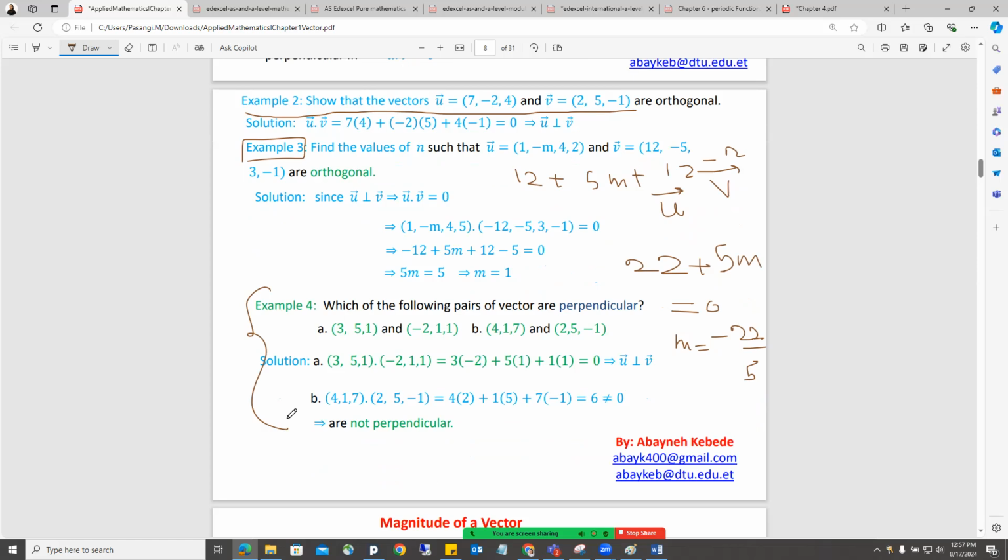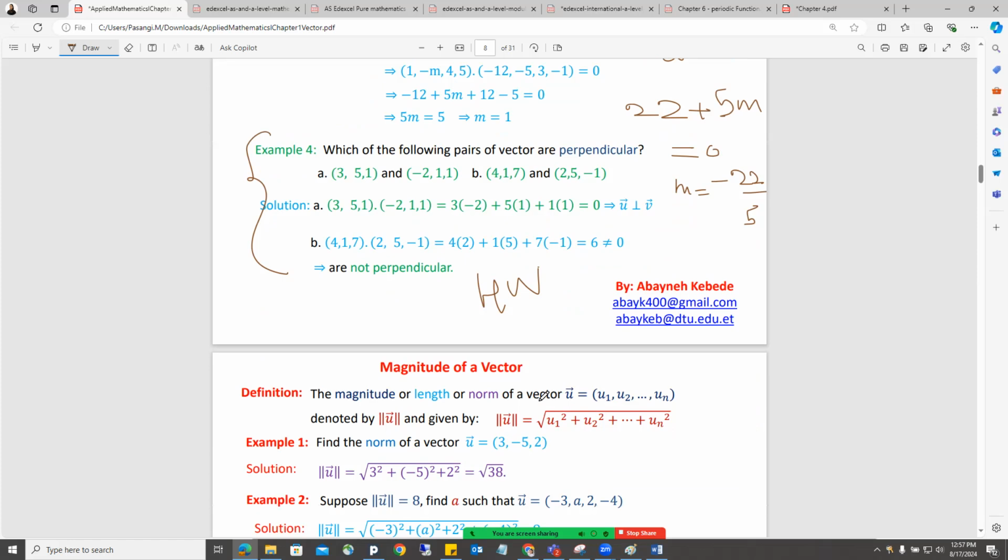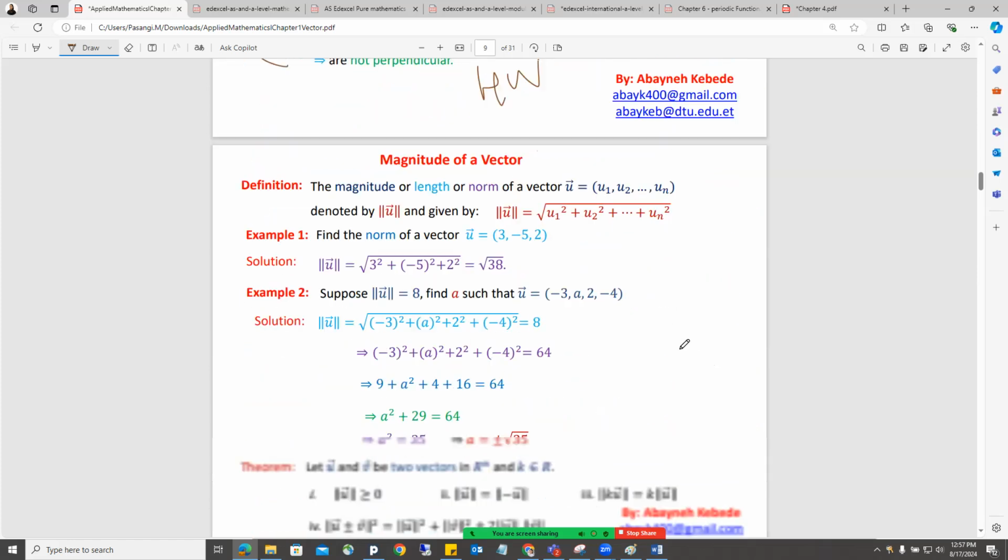Okay, now you can do example 4 as homework. We'll move to the next part of the theory. The magnitude of a vector is really easy. For the magnitude of a vector, we use three specific names: either magnitude, or the length of the vector, or the norm of a vector.